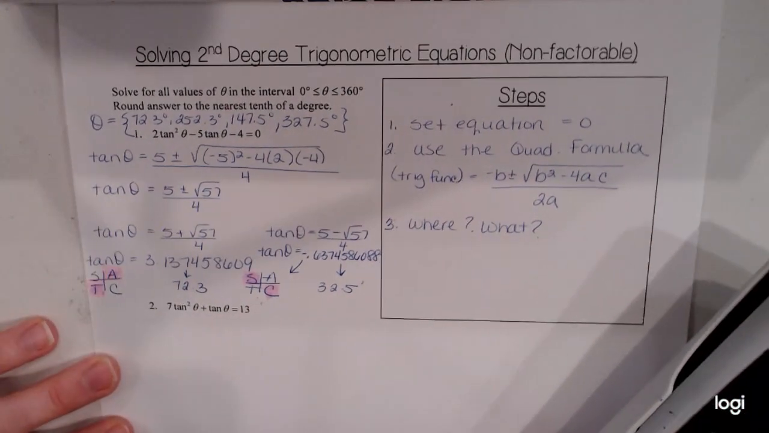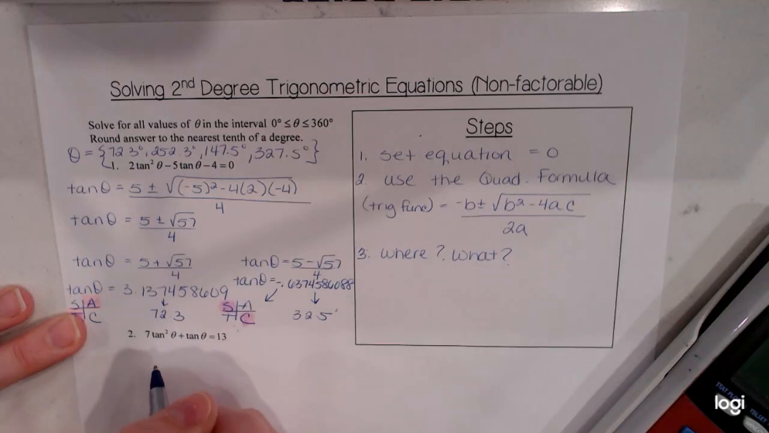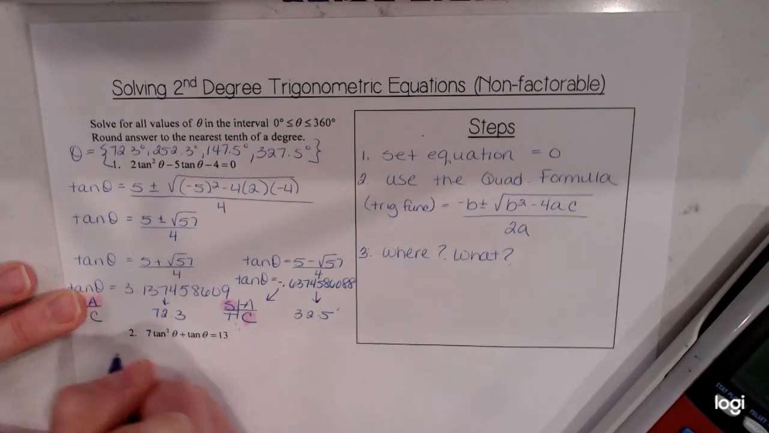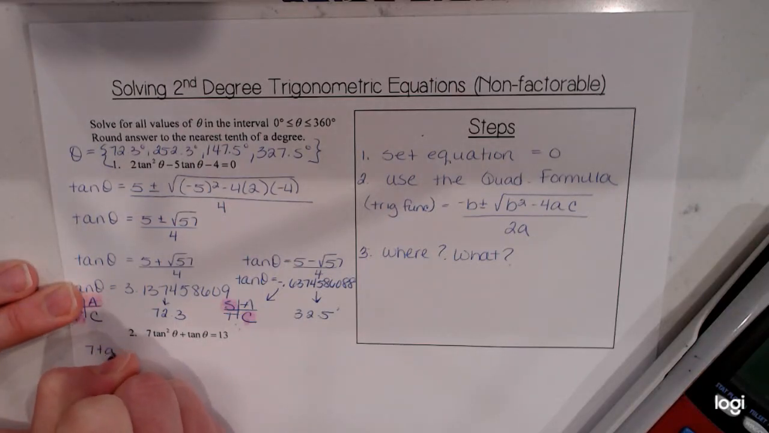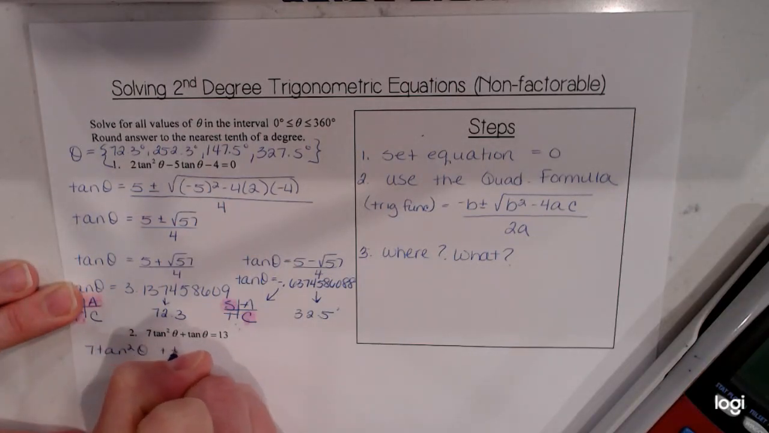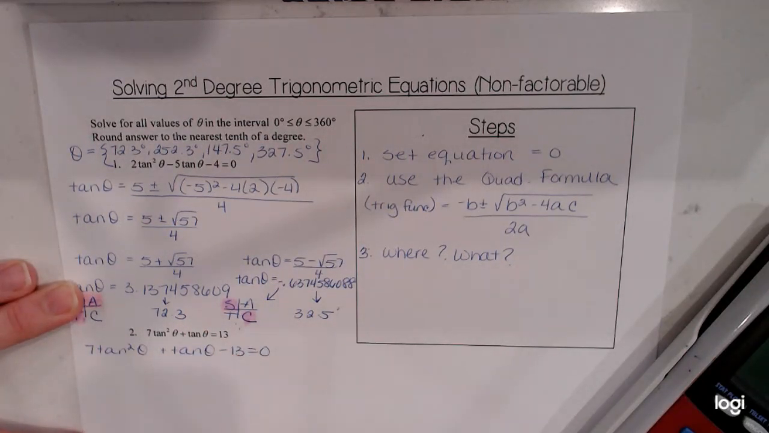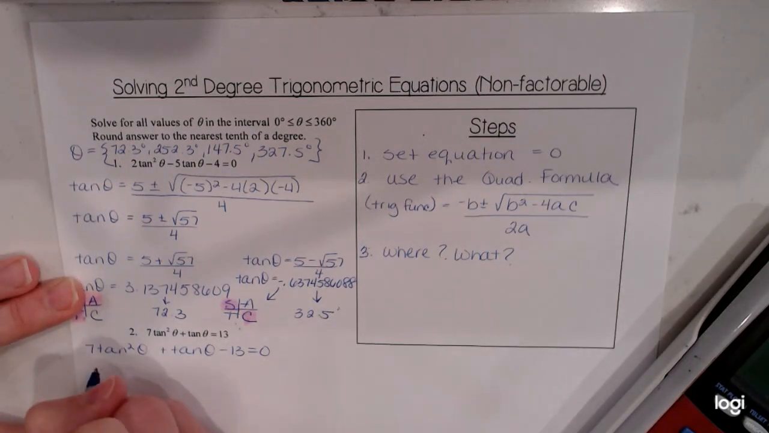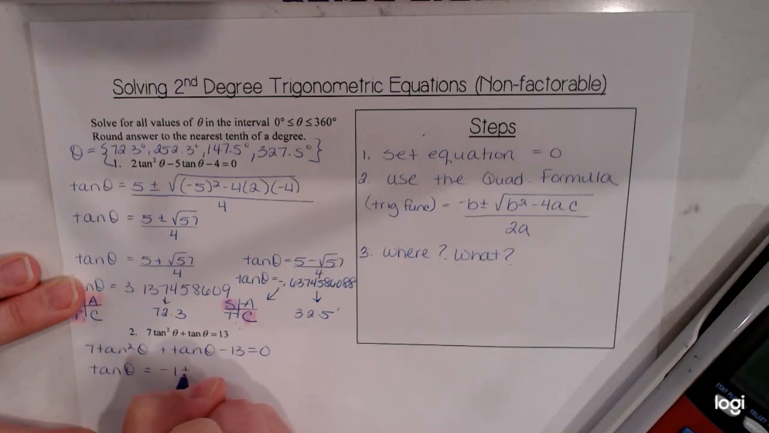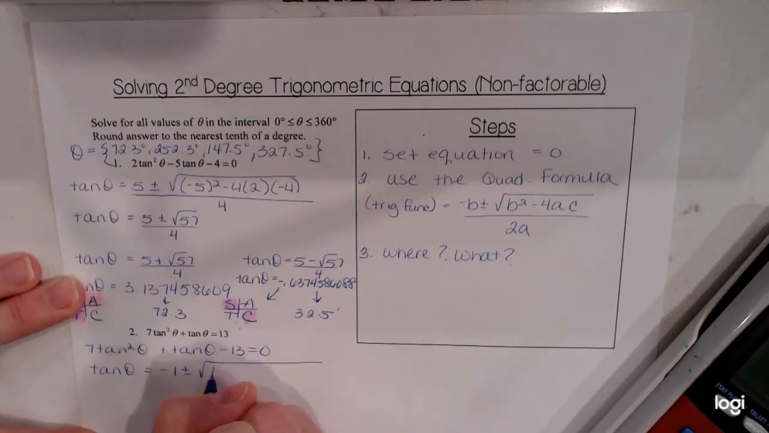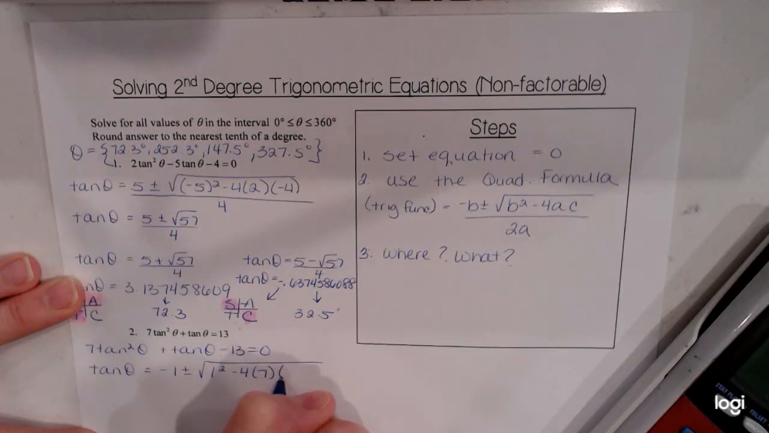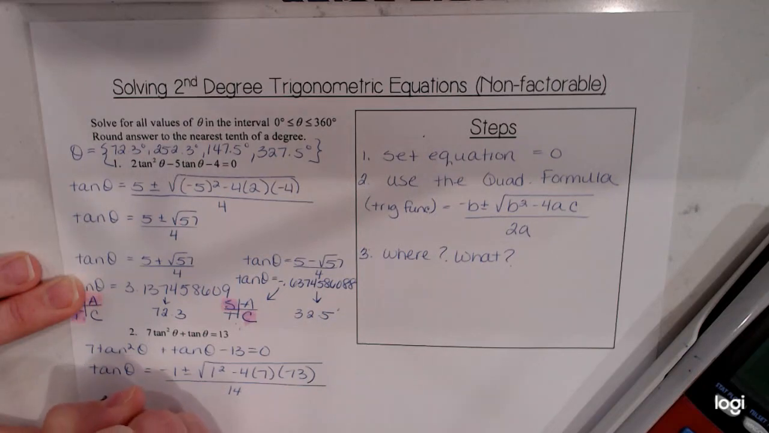Okay. Question number 2 is 7 tangent squared theta plus tangent theta equals 13. So we are going to go ahead and subtract the 13 to set the equation equal to 0. We're going to go ahead and use the quadratic formula here to solve. So tangent theta equals negative b plus or minus the square root of b squared minus 4ac all over 2a.